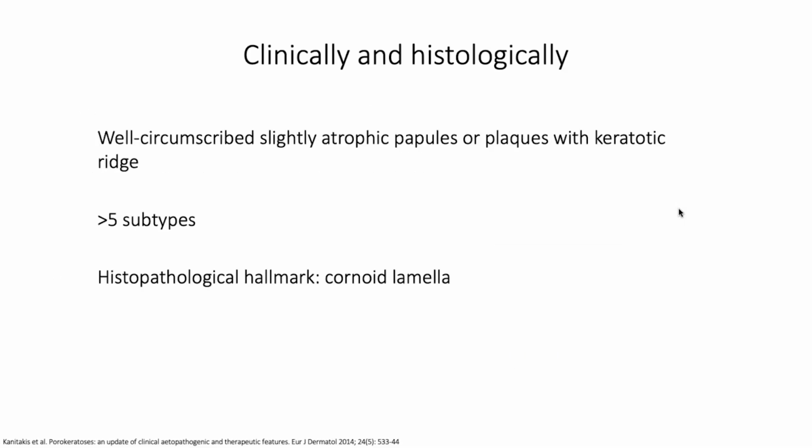Clinically, the porokeratosis present as well circumscribed, slightly atrophic papules that can coalesce into bigger lesions, and they usually show a plaque with a keratotic ridge. The middle side can be somewhat flatter. There are more than 5 subtypes of porokeratosis defined, which all show different clinical presentation. However, they all share a histopathological hallmark of cornoid lamella.